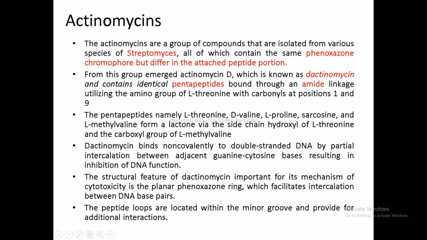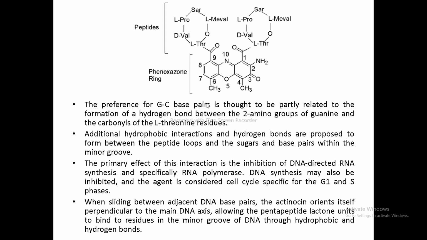So from this group emerged actinomycin D, which is known as dactinomycin, and it contains identical pentapeptides. If you check, it contains threonine, valine, proline, the sarcosine amino acid, and then N-methylvaline. So both the pentapeptides are the same. This drug contains identical pentapeptides which are bound through an amide linkage.